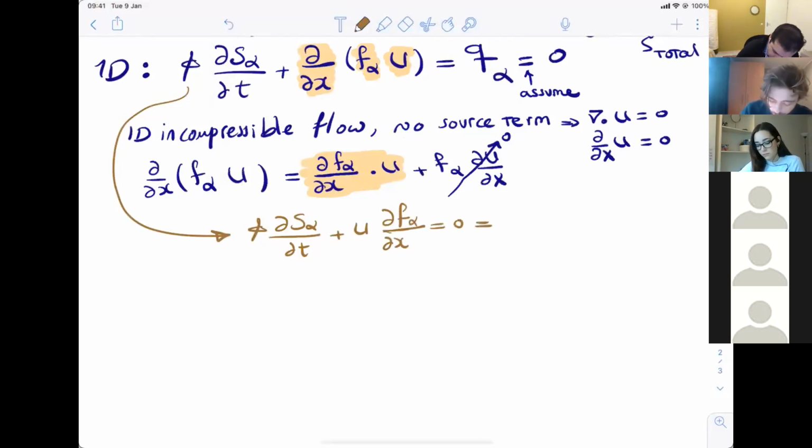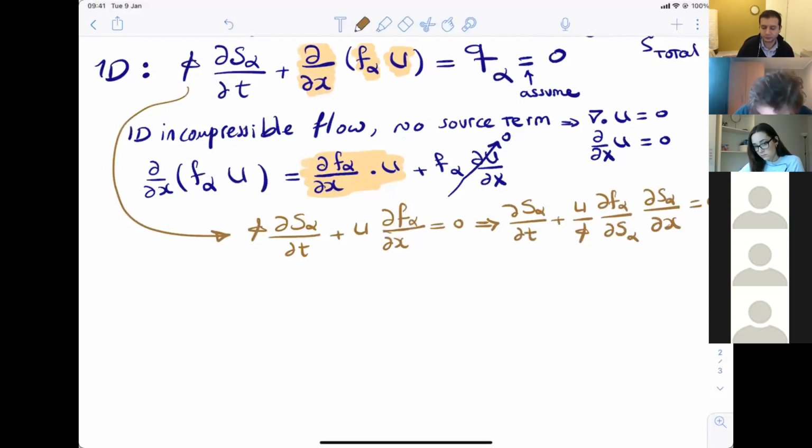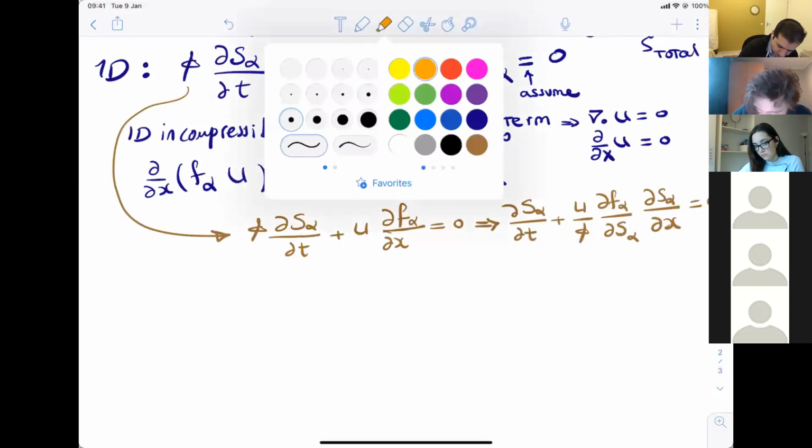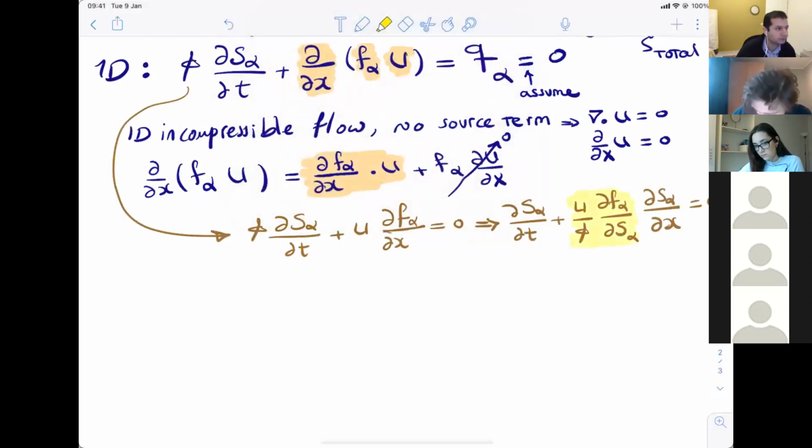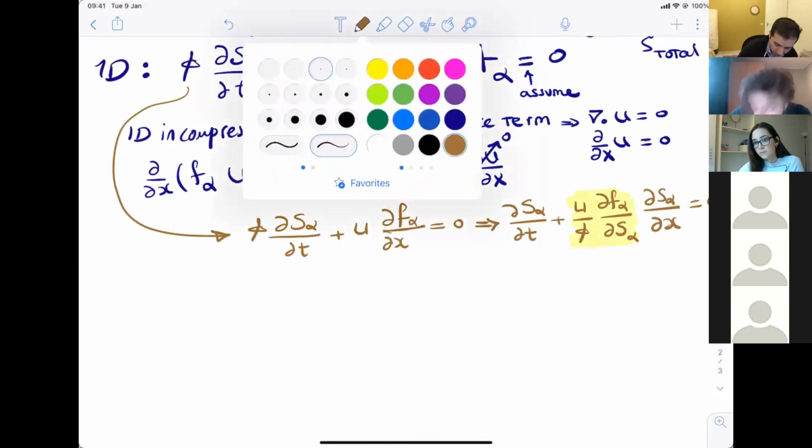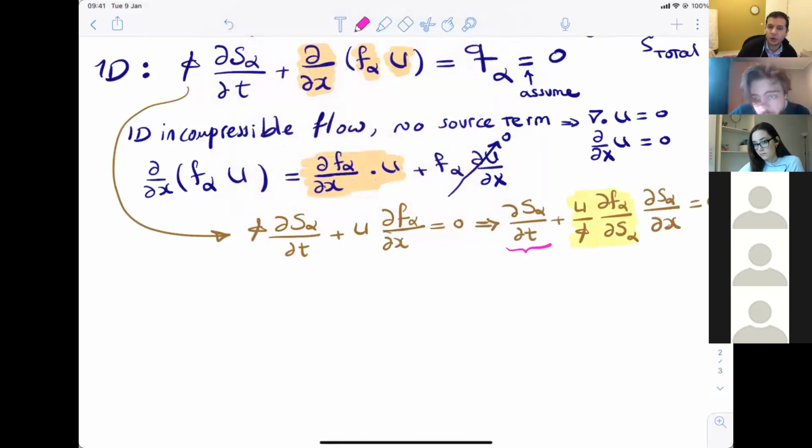Then I can rearrange everything and get to this form: dS alpha dt plus u divided by porosity, then I have df dx. With the chain rule, I can write it as df dS times dS dx is 0. So I have this multiplier and I have dS dx here. So see, this is the change over x and over time of my conserved quantity, which is in this case S alpha. This is called wave speed or characteristic speed.